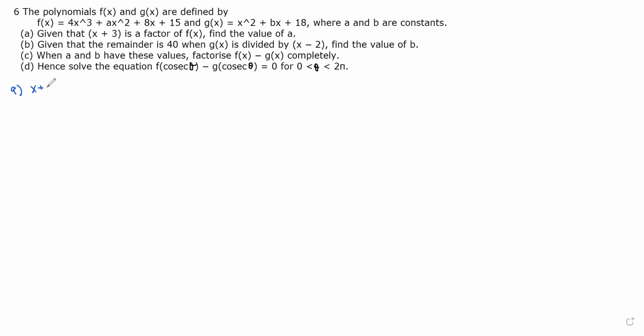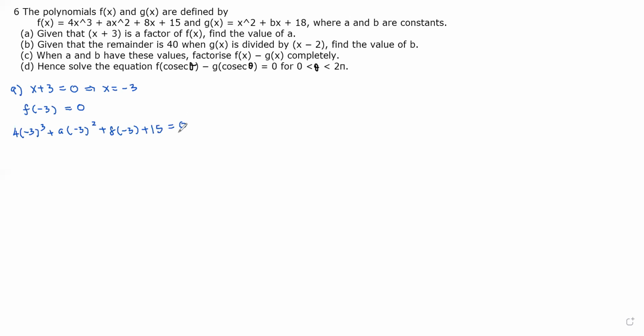If x plus 3 is a factor of f(x), we can set x plus 3 to 0, then x is -3. And since x plus 3 is a factor of f(x), then f of -3 must be 0 from the factor theorem. We replace x with -3 into f(x). We have 4 times (-3) to the 3 plus a times (-3) squared plus 8 times -3 plus 15.